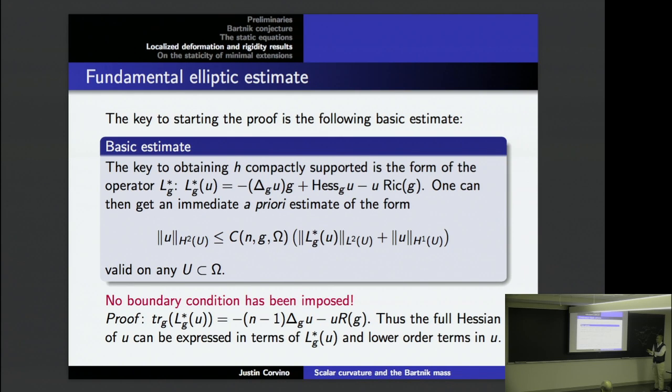I'm not going to say much about the proof, but the main thing analytically in proving that localized deformation theorem is that you can very easily get elliptic estimates with no boundary conditions. That's the key, and then you have to work it. For the scalar curvature operator, it's very simple. For the full constraint operator, it's a bit harder, but it also works.